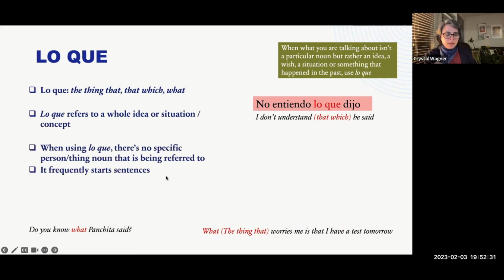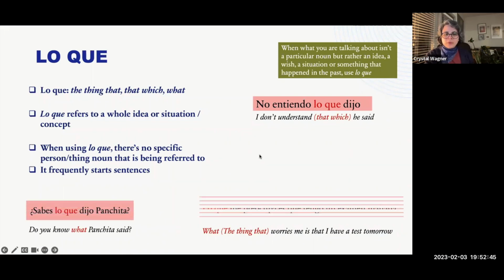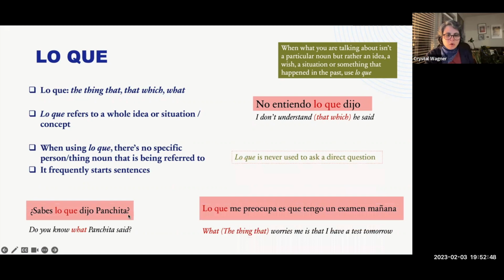So it frequently starts sentences, so that could be a kind of clue for you. Don't just assume that all the time, but it's something to guide you. And, por ejemplo, we have, ¿sabes lo que dijo Panchita? So here we have an example of something that isn't specific, right? Do you know what Panchita says? We do not know. And lo que is just referring to something that is absolutely not specific at all. And so therefore, lo que is used.